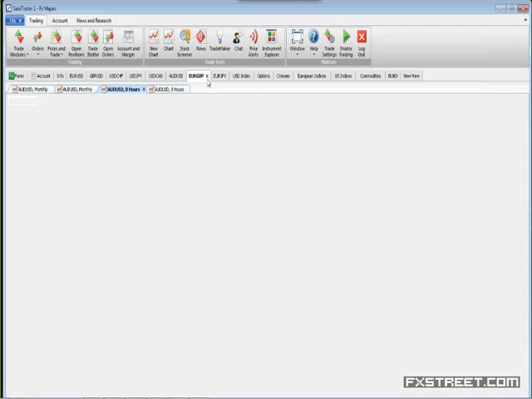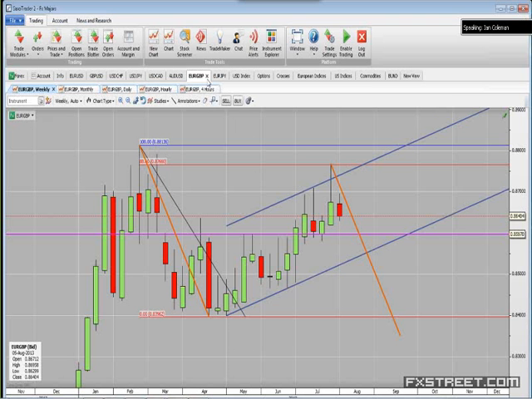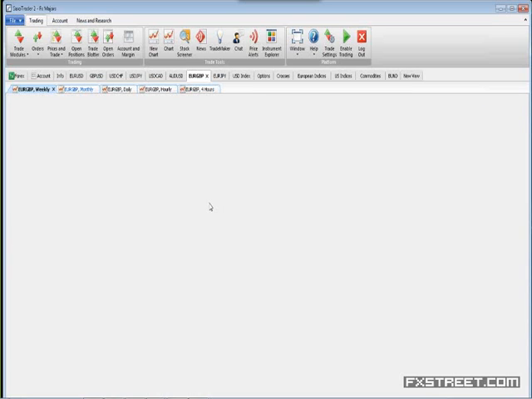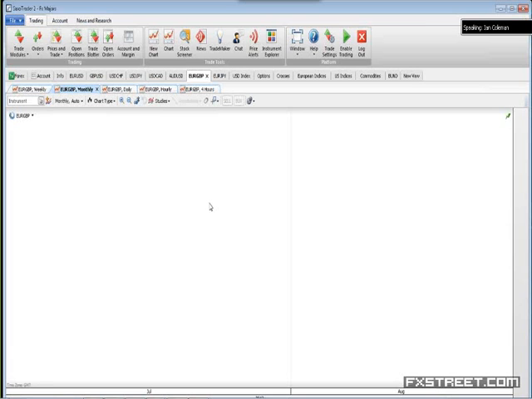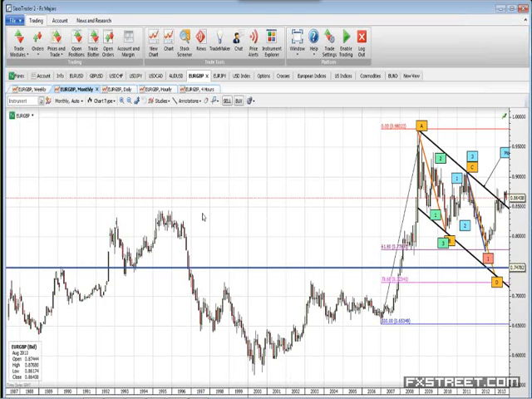And then we get to Euro Sterling. This is a daily chart. And monthly, this is quite a long time ago.